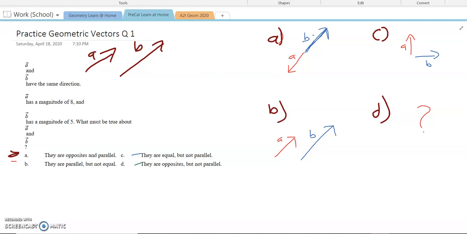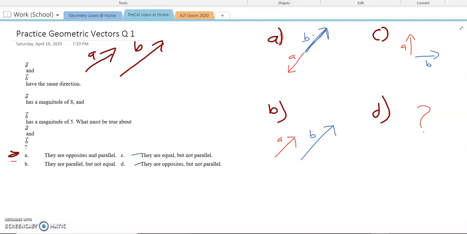All right, welcome. This is the practice questions for Precal Learning at Home. You should have already gone through the warm-up and the direct instruction videos. These are just if you're getting stuck or if you want a little bit more explanation for the practice, that's what this is for.